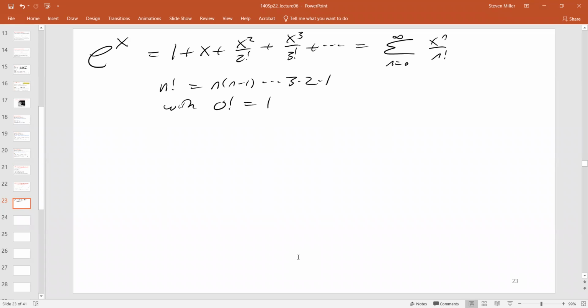What if we have no people? How many ways can you order no one? There's one way to do nothing. So we define 0 factorial to be 1. It's a useful definition. It makes a lot of the formulas nice.